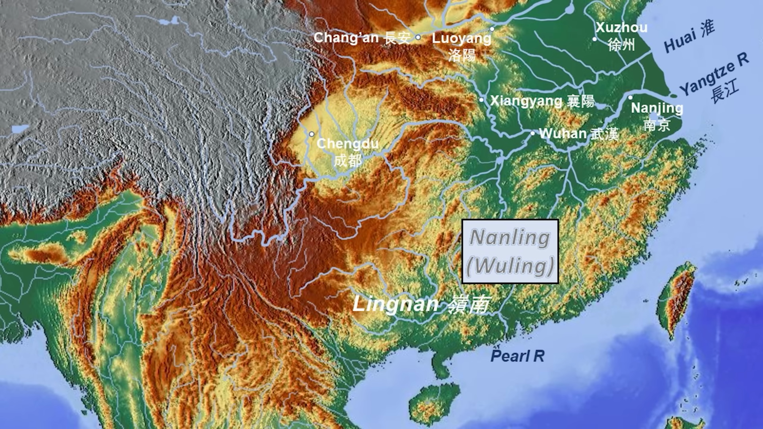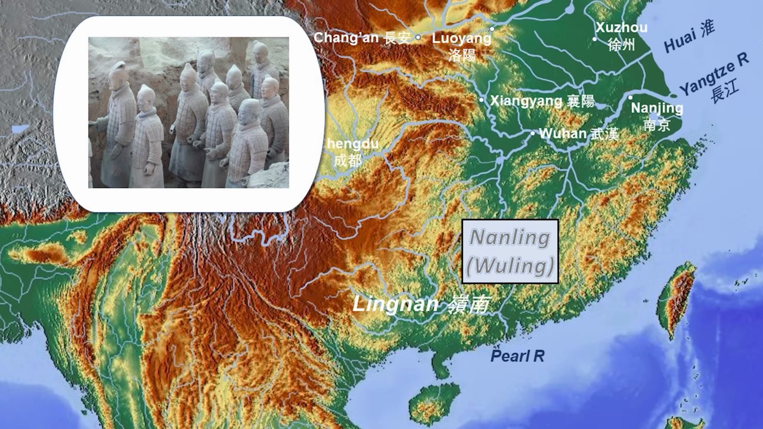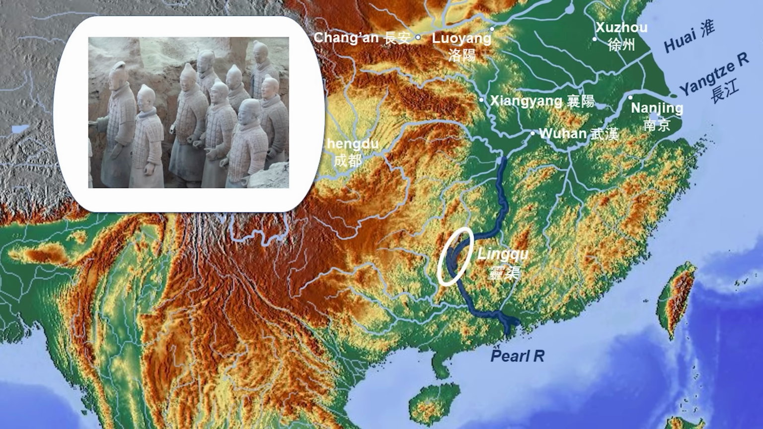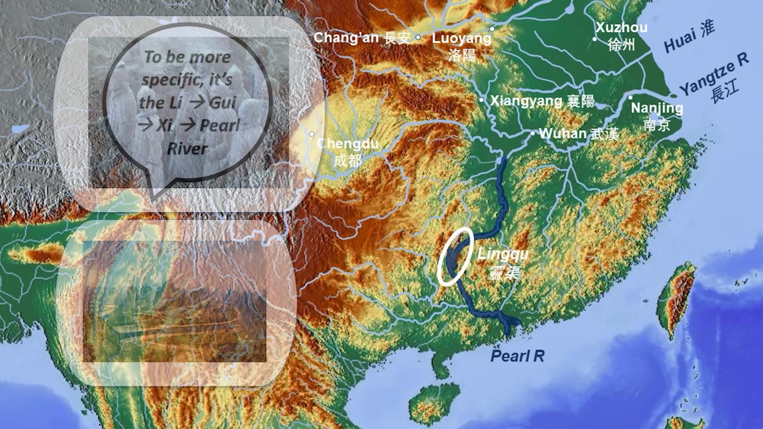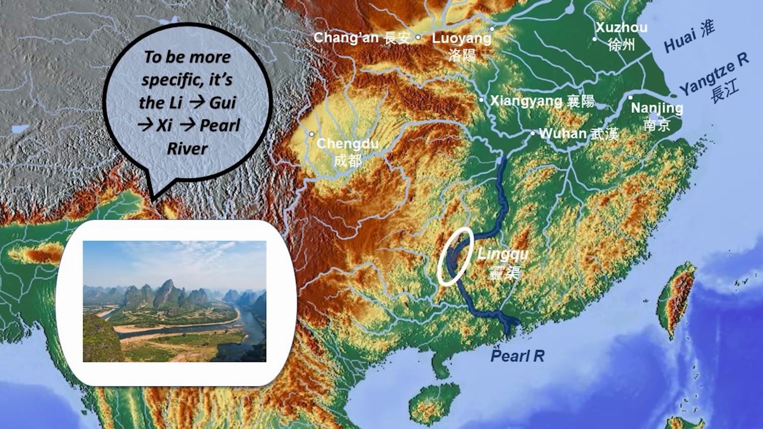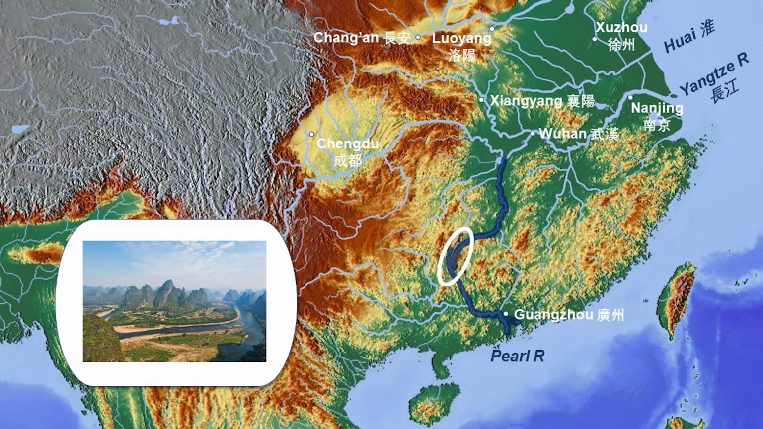After the region was first conquered by the Qin dynasty around 200 BC, a canal known as the Lingqu was dug connecting the Xiang River to a tributary of the Pearl River known as the Li River, where the famous landscapes of Guilin are located. This became the major route from the rest of China to Lingnan, and by extension, Guangzhou, which soon grew to become the major city in Lingnan.